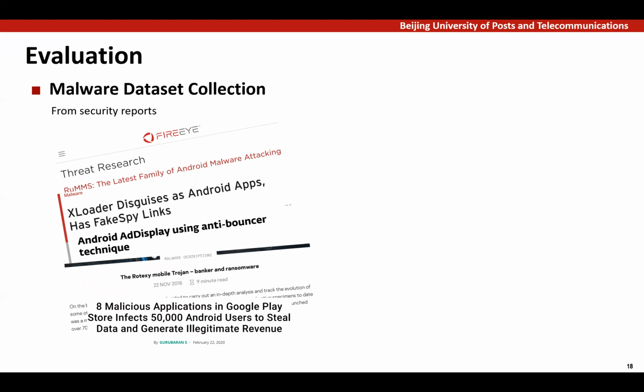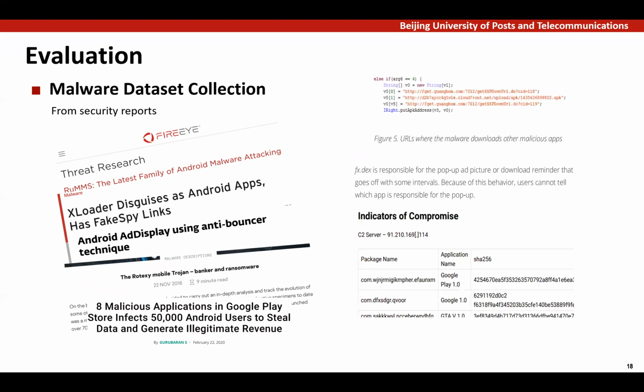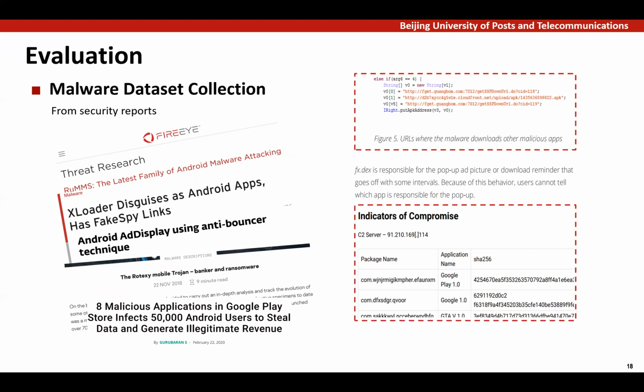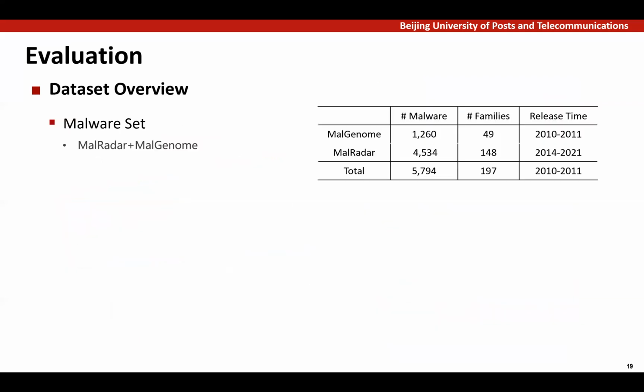Usually, security companies publish reports to reveal their identified malware. These reports are manually analyzed by security experts with detailed code analysis, and they often list indicators of compromise, which could be used to create a malware dataset. We make efforts to create an Android malware dataset called MalReader. The detailed information can be found at the website. Both MalReader and MalGenome serve as the ground truth malware dataset in our study.